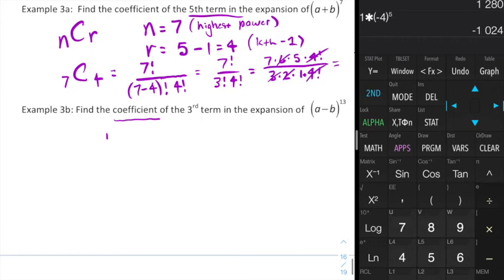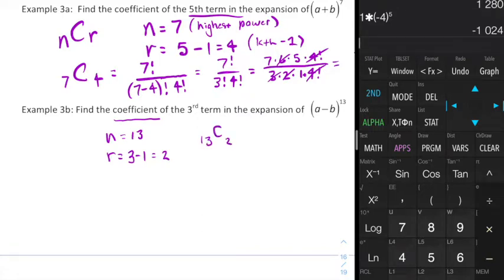So the n in our case here is going to be 13. Our r value is going to be, let's see here, what term? 3rd term, and then minus 1 from that right there. So r is going to be 2 in this case. So we're going to do 13 and then C and then 2 right there.